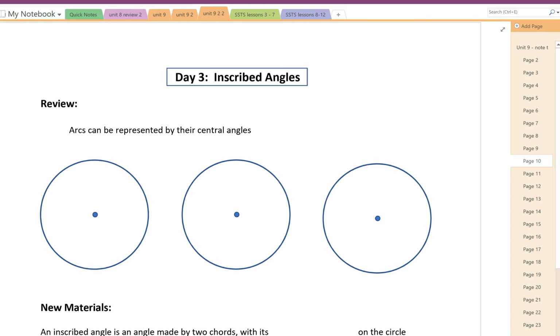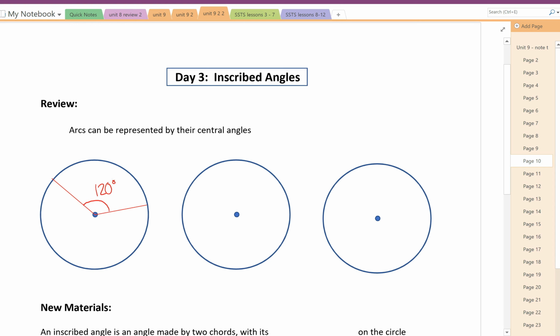Okay, Unit 9, Day 3 is about inscribed angles. Before we get into inscribed angles, though, we have to review a couple things really quick, specifically arcs and central angles. So in this circle here, all the way to the left, if I draw an angle in here, like this, and I have a central angle right here, and let's say that central angle is 120 degrees.